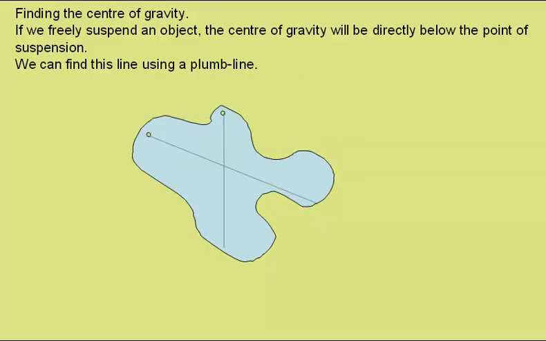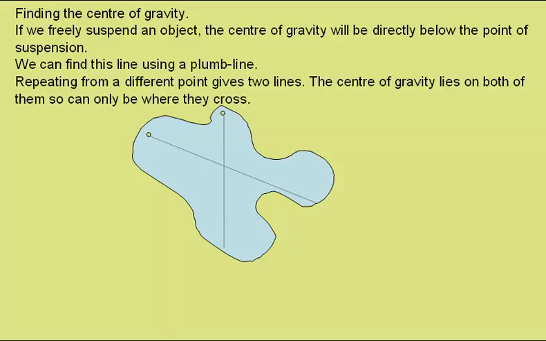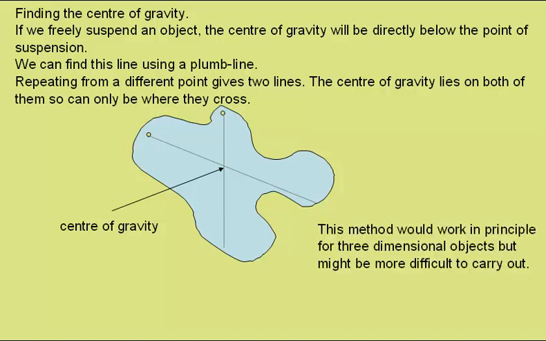Now if we suspend the object from a different point, the centre of gravity will be somewhere on this line as well. So we know that the centre of gravity lies on both the lines, so it can only be where the lines cross, and this point is the centre of gravity. This method would work in principle for three-dimensional objects, but might be more difficult to carry out in practice.